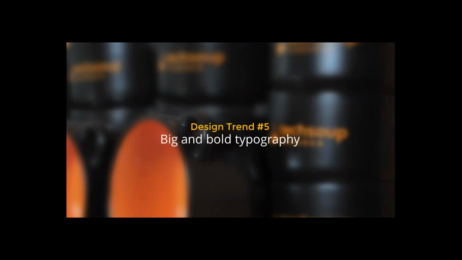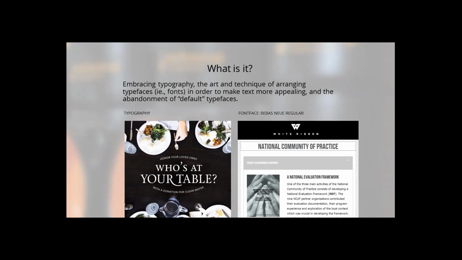So design trend number 5, we're looking at big and bold typography. Now this is an important one. First, typography is the art and technique of arranging typefaces to make text more appealing. So when we say the word typeface, that's a synonym for font. So arranging fonts to make text more appealing, that's the art of typography. And nonprofits are more and more embracing the importance of incorporating creative typography in their design and using fonts other than the defaults we're so familiar with, like Helvetica, Times New Roman, Arial, these kinds of fonts.